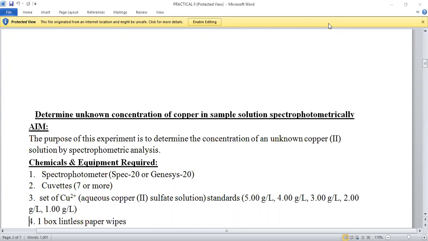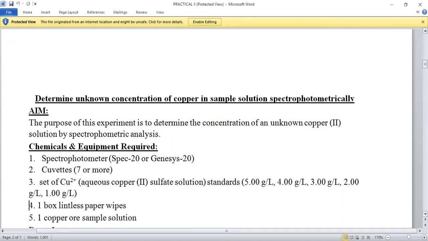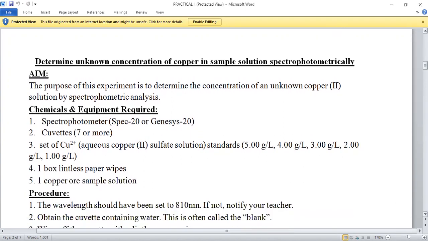Today the topic of practical is to determine the unknown concentration of copper in a sample solution spectrophotometrically. Aim: The purpose of this experiment is to determine the concentration of an unknown copper 2 solution by spectrophotometric analysis. Chemicals and equipment required are a spectrophotometer, cuvettes, a set of copper 2 standards, one box of lintless paper wipes, one copper ore sample solution.